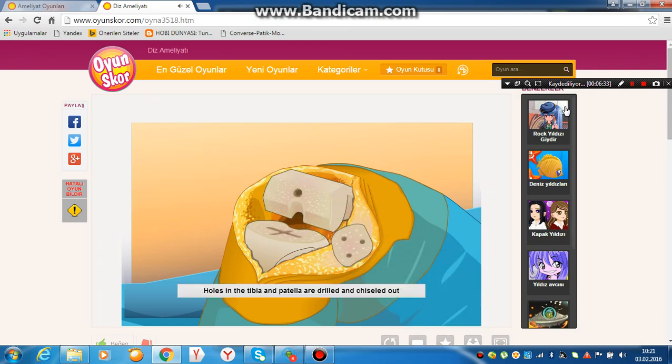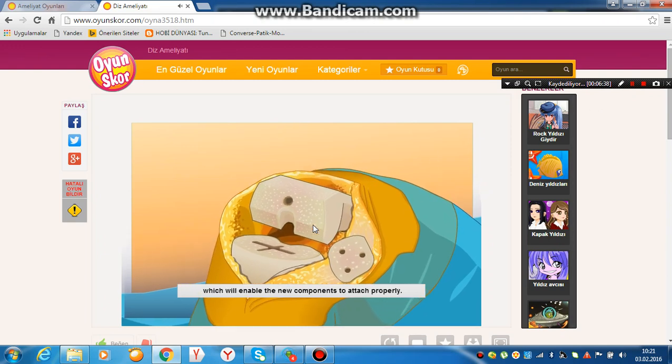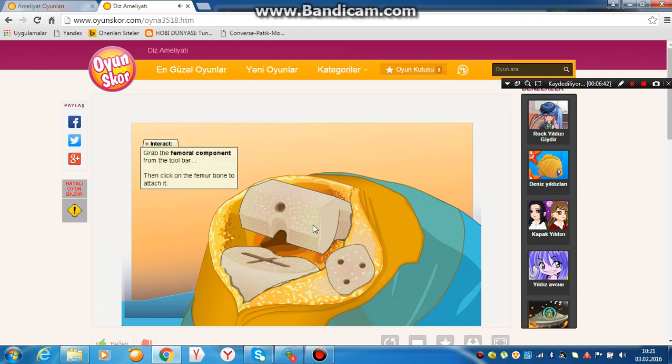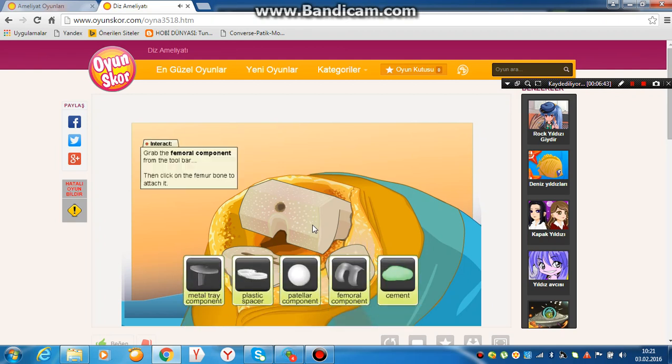Holes in the tibia and patella are drilled and chiseled out, which will enable the new components to attach properly. Time to place the trial components. First, attach the femoral trial component.